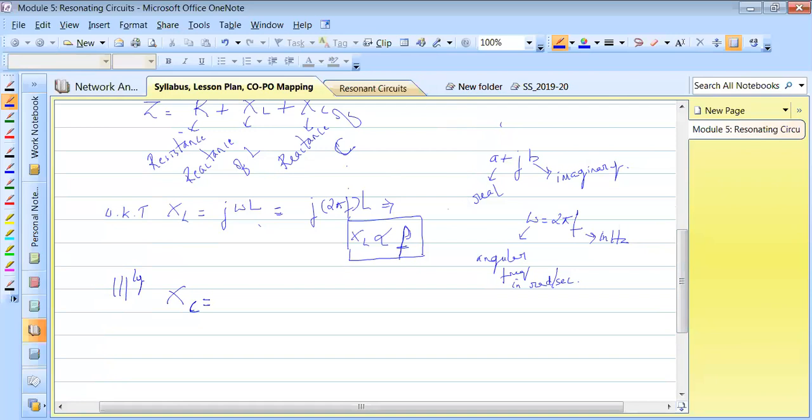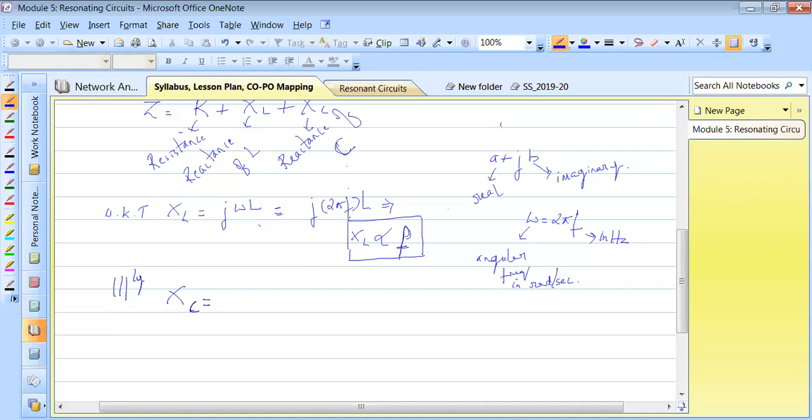Can anybody tell me, do you remember or have you seen the reactance of the capacitor anywhere? Anybody can unmute yourself and answer that question. I've given you the reactance of the inductor. Can you give me the reactance of the capacitor? Nobody? Shreya, yes, tell me Shreya. Be louder a bit.